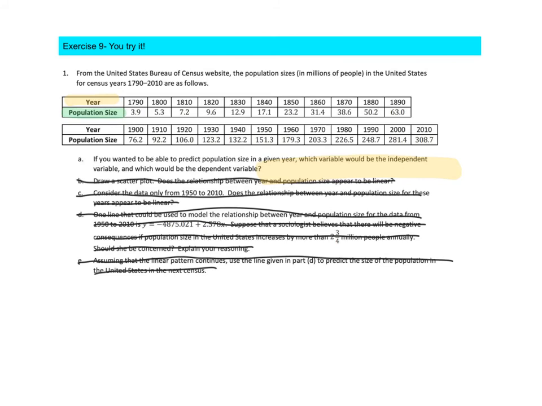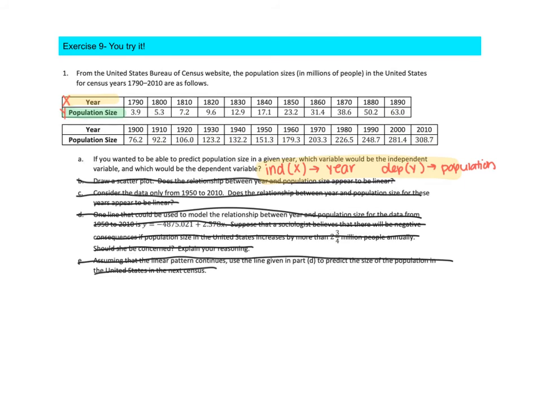All right, you should have identified that your year is independent. This is your x, which means your population is your y. So x, your independent variable, is the year, and your dependent variable, your y, is the population. Okay, you should have known that because time is independent always. And basically the population depends on what year it is. Okay?